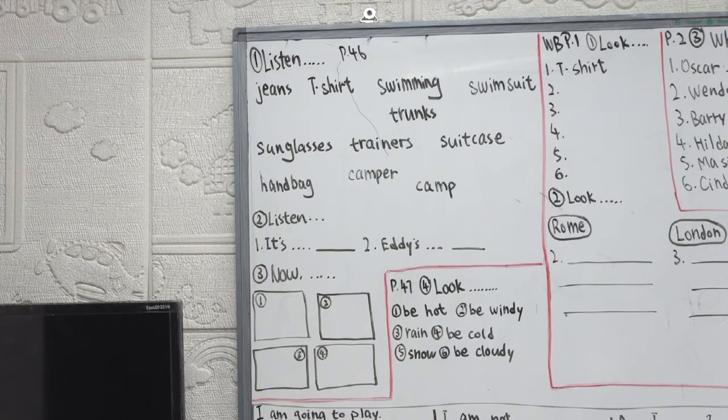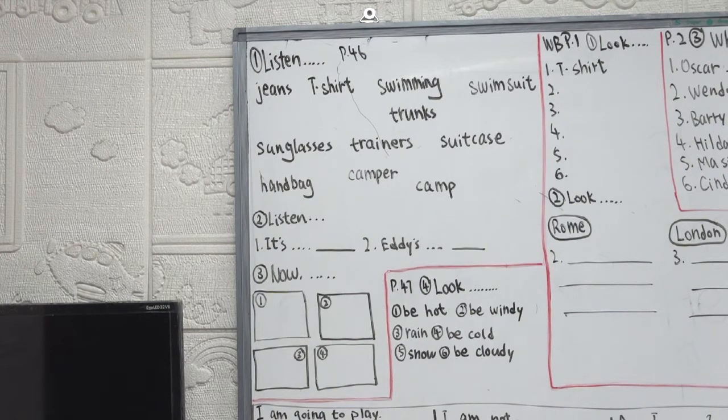Alright everybody, let's repeat the vocabulary that you have just listened to. Jeans, t-shirt, swimming trunks, swimsuit, sunglasses, trainers, suitcase, handbag, camp, camper.